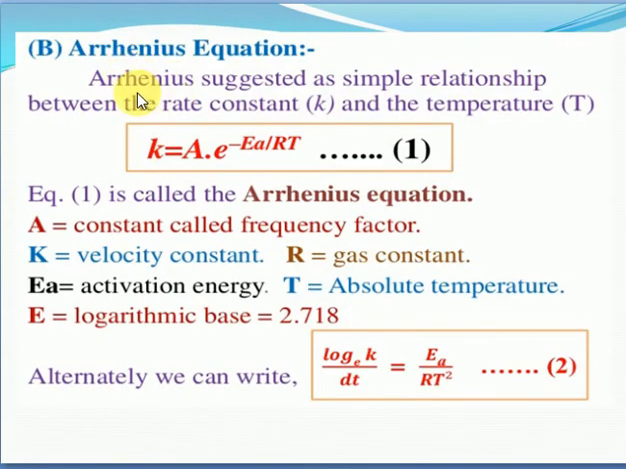Let's look at the Arrhenius equation. Arrhenius suggested a simple relationship between the rate constant and temperature. When temperature increases, the rate constant value depends upon this product. When activation energy increases, the reaction rate decreases, and when activation energy decreases, the rate of chemical reaction increases. Here A stands for the Arrhenius constant, k for the rate constant, R is the universal gas constant, Ea is the activation energy, and T is the absolute temperature.